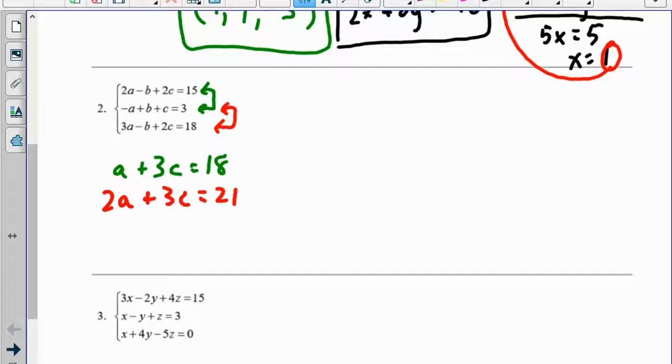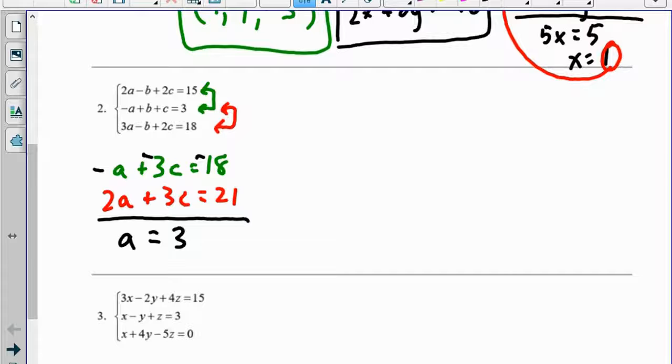So the goal is always to try and get 2x2 systems because we know how to solve them. So what I did in number 2 here was I got rid of the b's twice. You have to use two different pairs of equations to get rid of the same variable. And now that I've done that, it's just a matter of doing a 2x2 system. So I multiply the top one by negative 1. I get a, the c's cancel, equals 3.